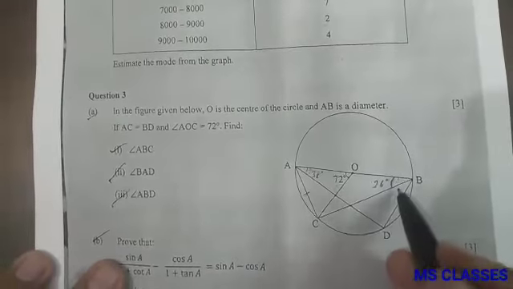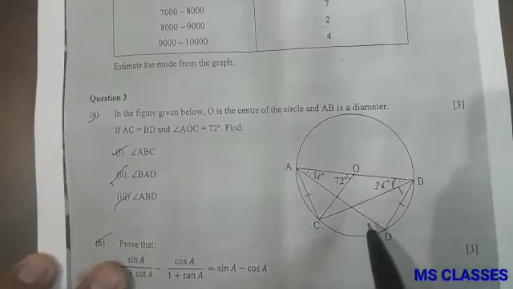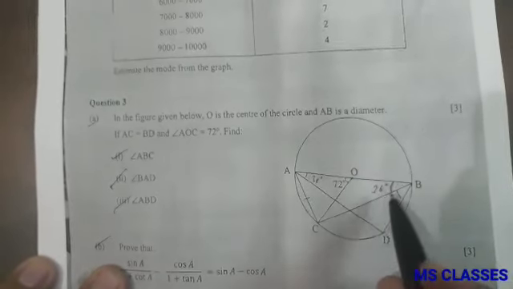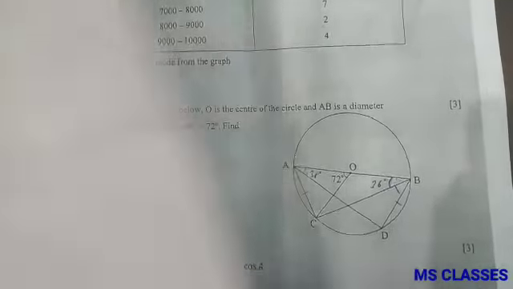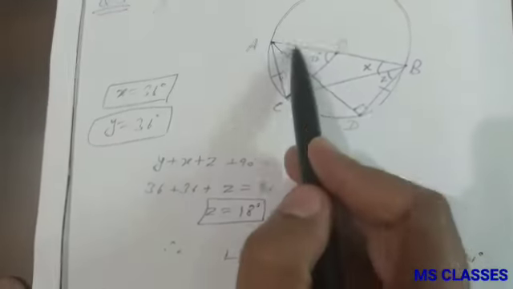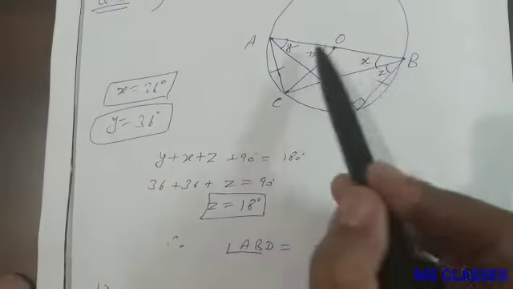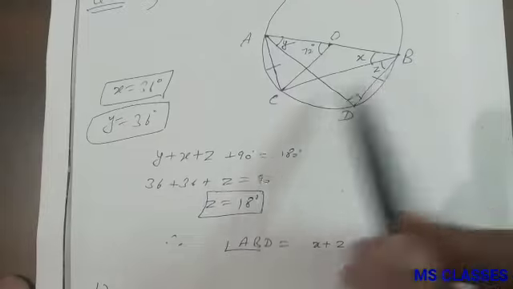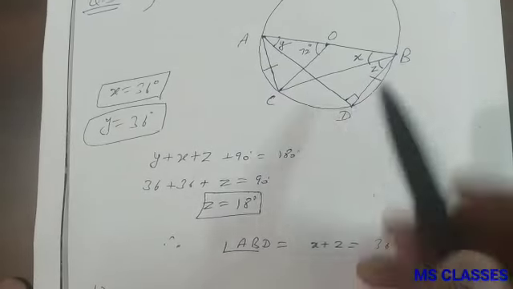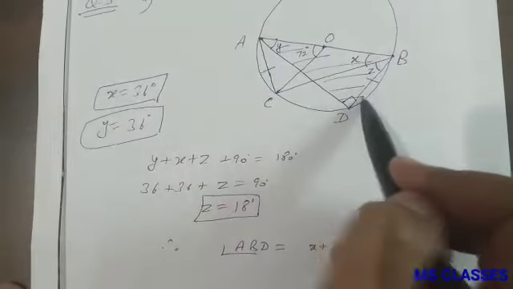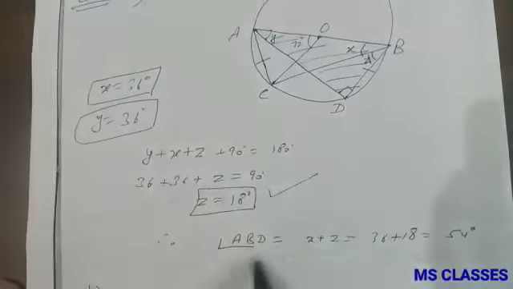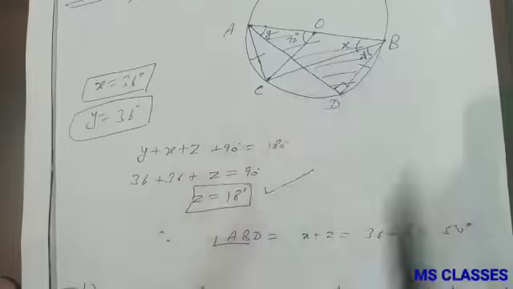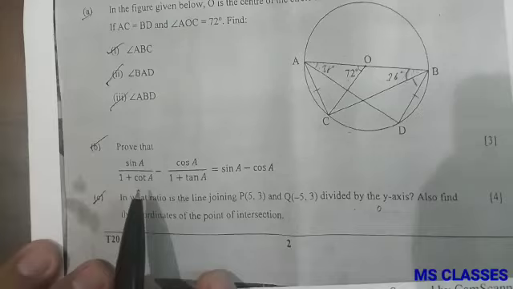And the next angle, this we can find out. As you can see that this plus z plus 90, that is 180. Let me show it to you. As you can see, I have taken it as x, this as z and this as y. So y plus x plus z plus 90, that is equal to 180. So I have taken this triangle. Sum of angles of a triangle is 180. So from here you can get z as 18 degree. So that angle ABD would be x plus z, which is 54 degree.